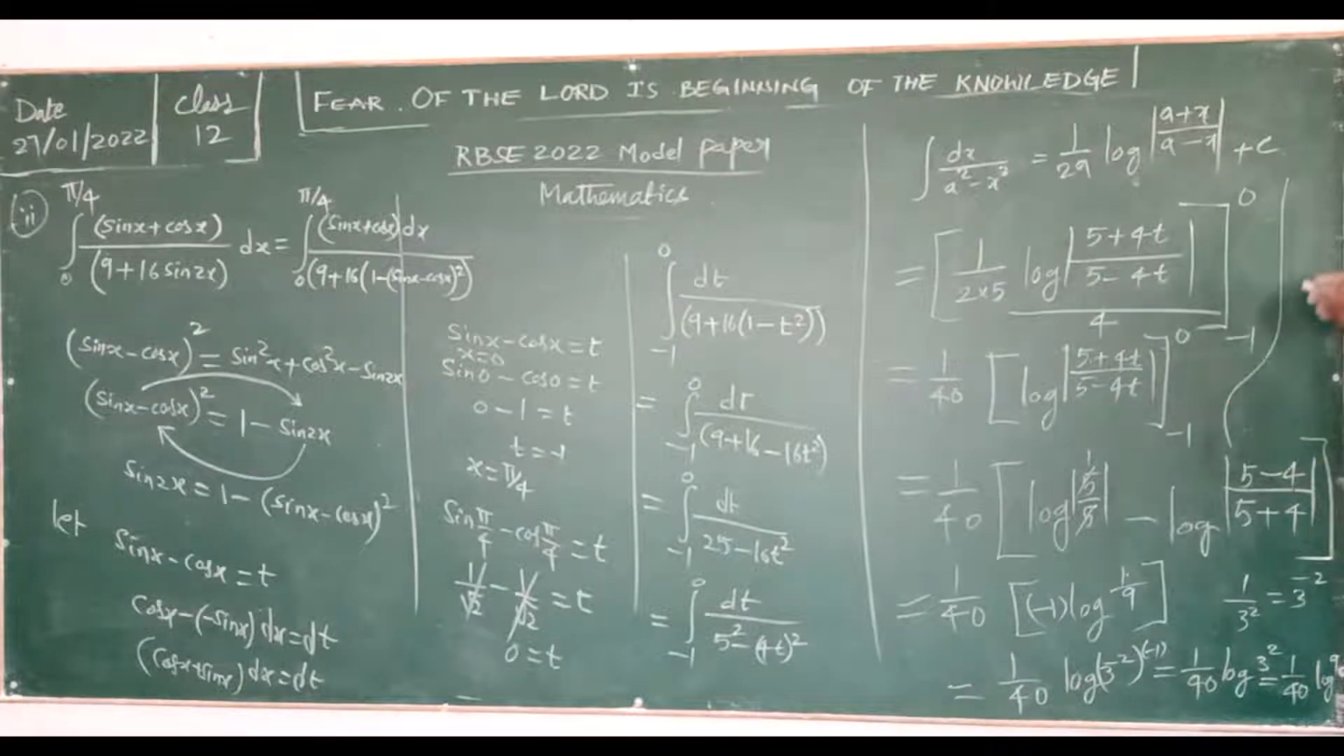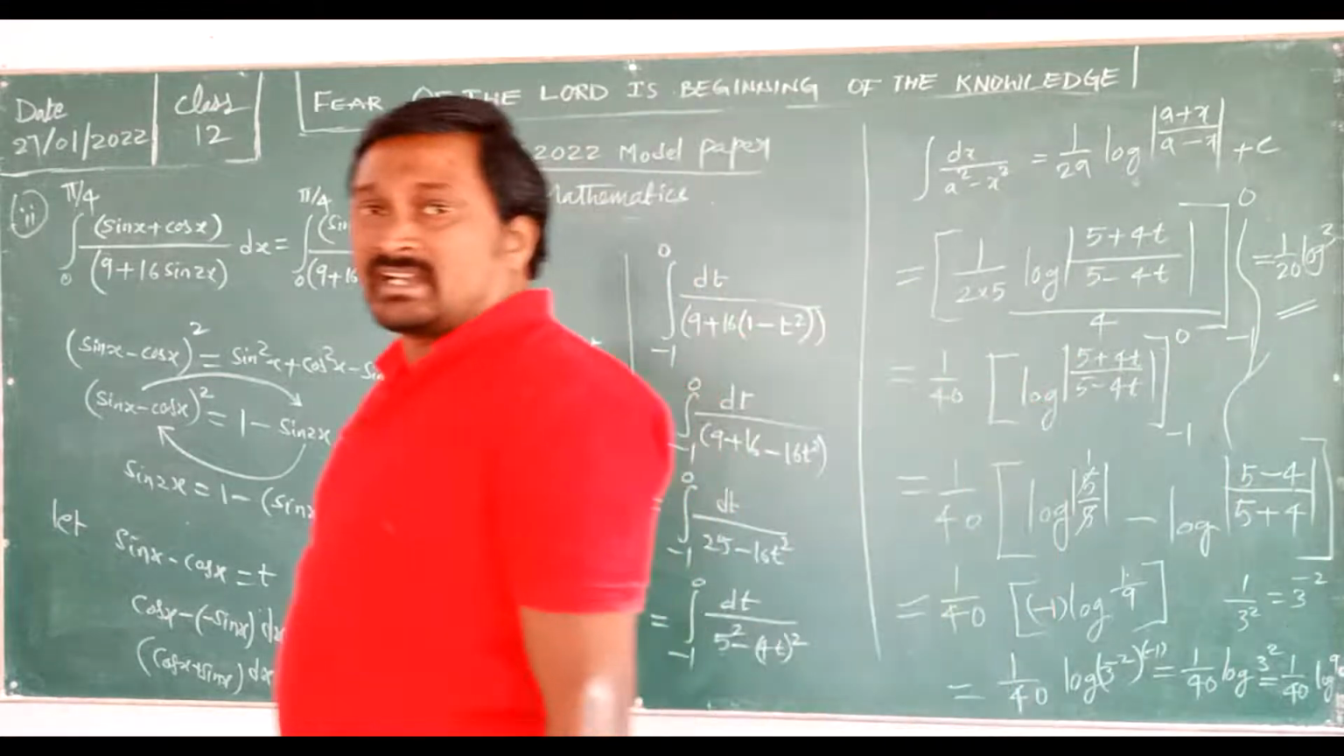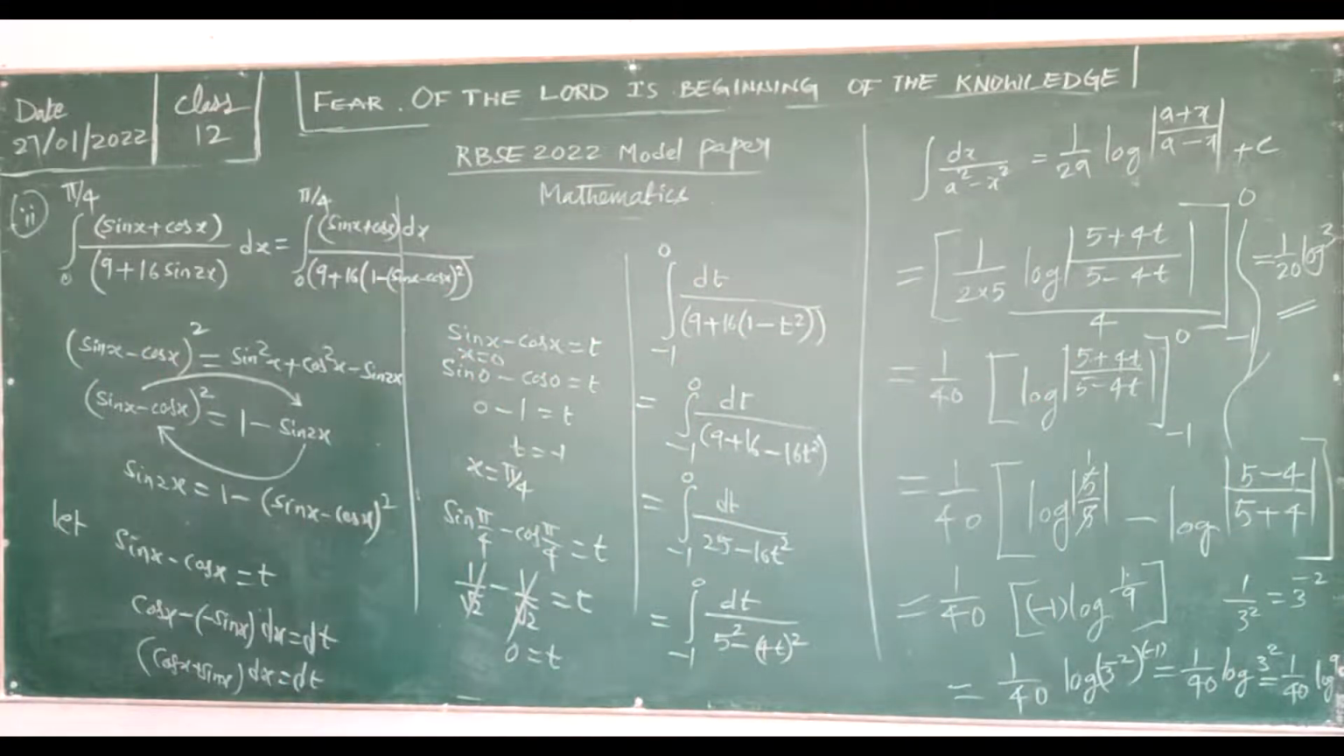Last answer, what will you get? Last answer for this is 1 upon 20 log 3. This is your final answer. I hope you all understood. If you have understood, inform me so that we'll go for the next problem. Yes. All right. So that is about your problem number 2.